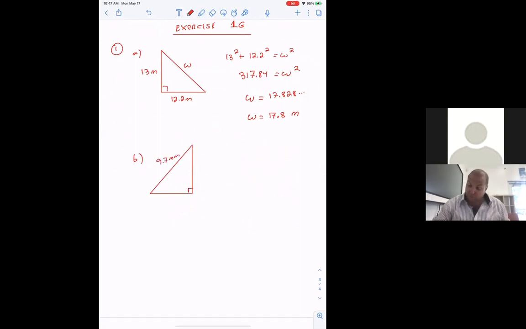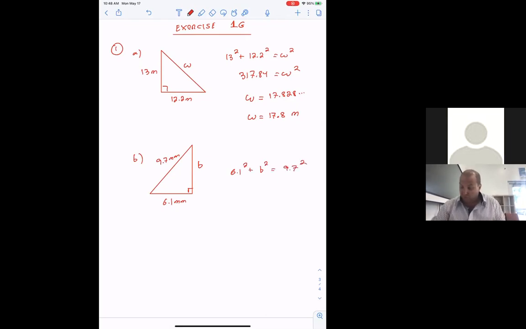9.7 millimeters is the hypotenuse. 6.1 millimeters is the base, and they're calling this side B, and they say solve for B. Pause, solve, check. And here the unknown is on the A squared plus B squared side. 6.1 squared plus B squared equals 9.7 squared.